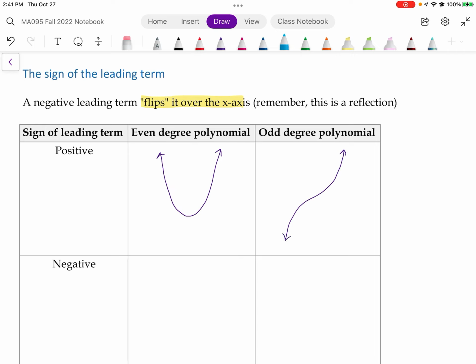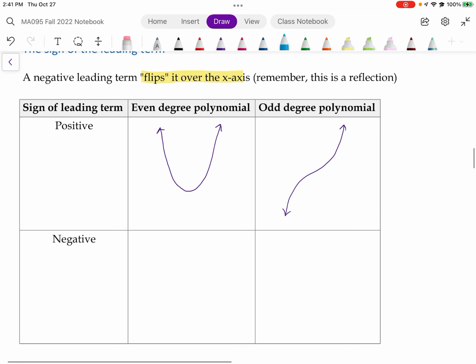So now let's think about if the leading term, the first term, is negative. What happens, just like in transformations, is it's going to flip over. It's going to flip over and it's going to face like that. So if it is negative and an even degree, it's going to flip over and face downward. What if it is negative and an odd degree? How is this going to flip over? So I want you to try to picture that. And that is going to test my drawing skills. Do something like that.